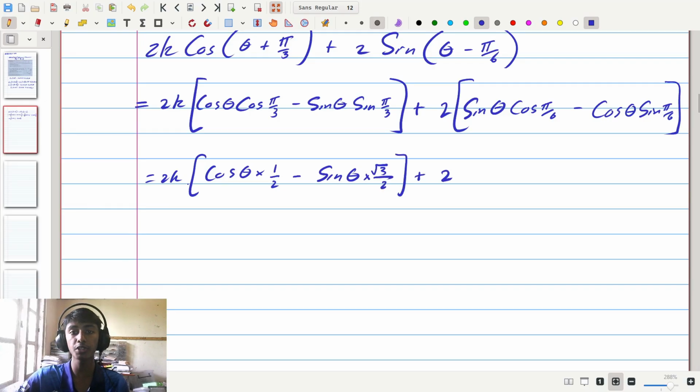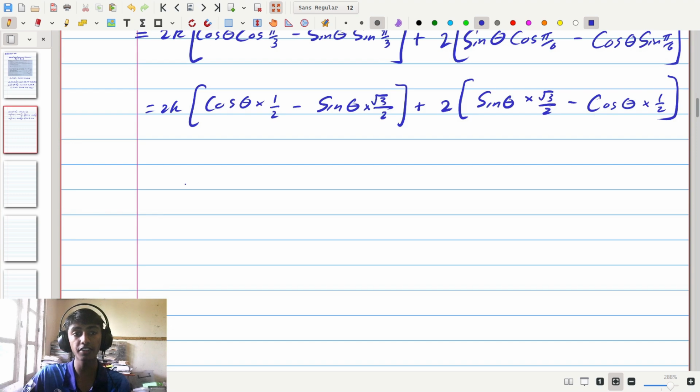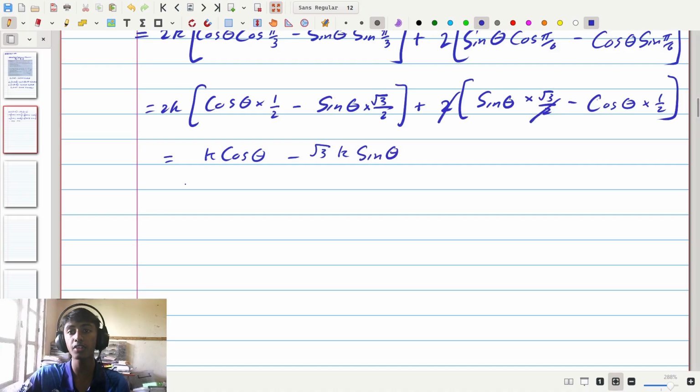Plus, and the second part is going to be 2 times the sine of theta times the sine of pi by 6, which is going to be sine of theta times root 3 divided by 2, minus the cosine of theta times sine of pi by 6, which is going to be the cosine of theta times 1 over 2. Now expanding this out, on the left hand side, if we cancel this half and the half here to the 2 on the outside, we have k cosine theta minus root 3 k sine theta. And over here, if we take this 2 and this half and cancel them, we're left with plus root 3 sine theta minus cosine theta.